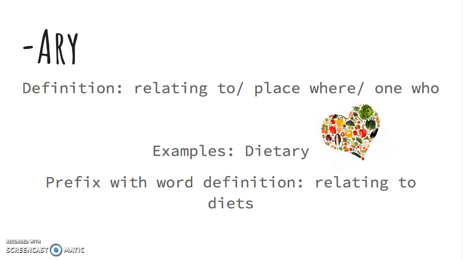Now we have ary, which is an A, which is kind of the same. You have the relating to and a place where, but then you have the one who. So putting that A in there makes it more personal. So if we have dietary, it can be relating to the diet or one who has a dietary issue. So that makes it kind of personal.